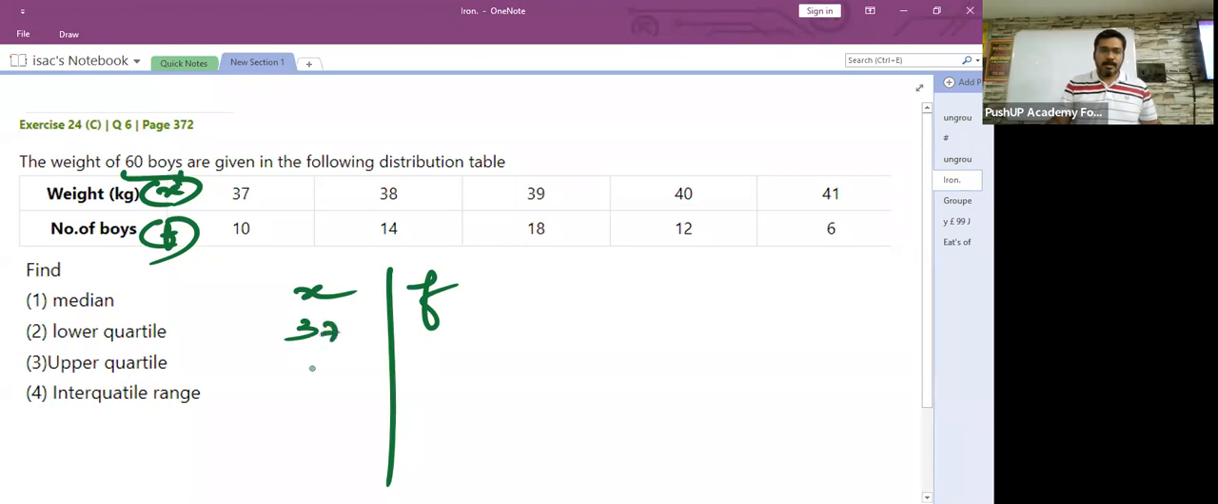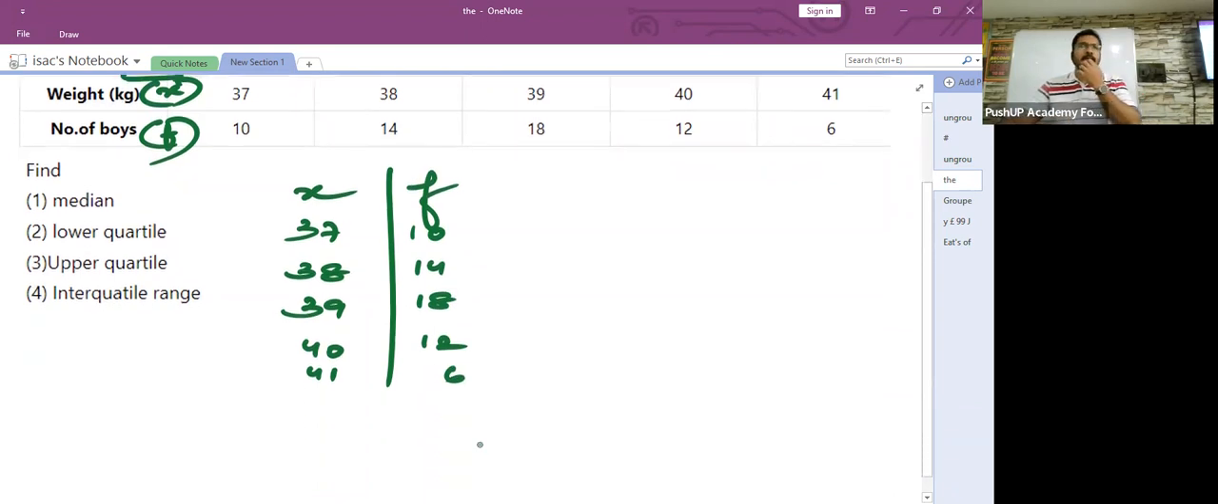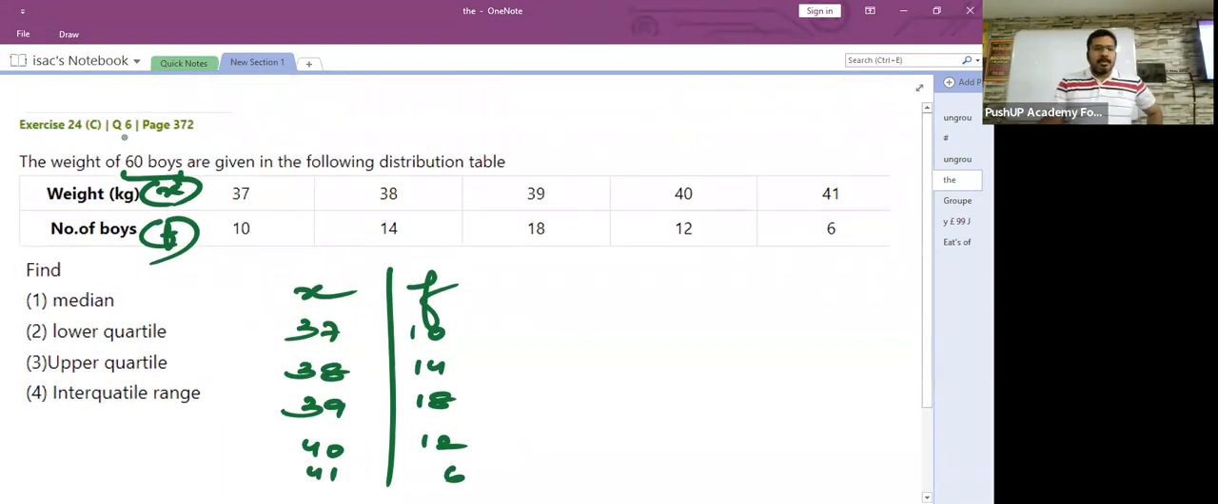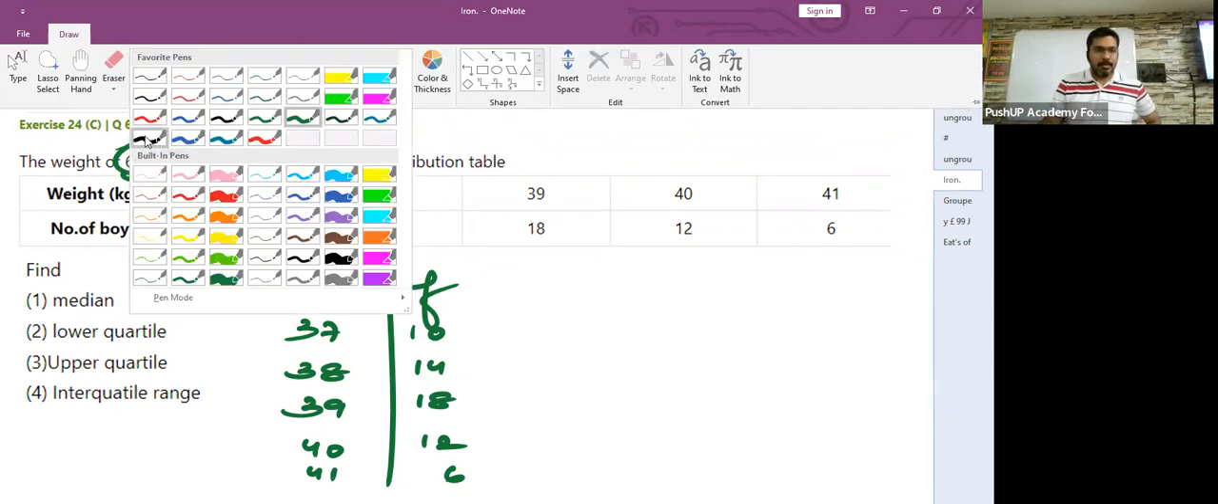So 37, 38, 39, 40, and 41. Frequency is what? 10, 14, 18, 12, and 6. Okay. Now we have to find median, lower quartile, upper quartile, interquartile range, everything we have to find, children. Let's start. Now don't try to solve the sum on your own. I'll help you out, okay?